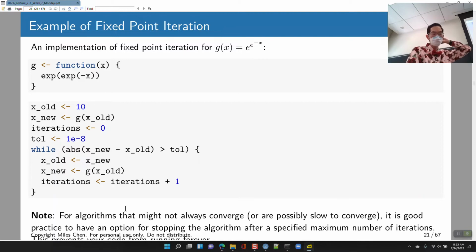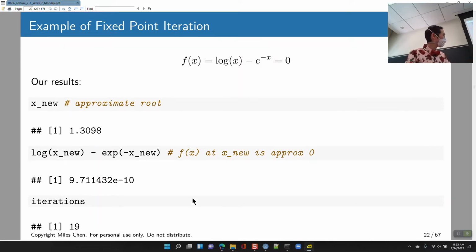So you can just say, if the number of iterations is over some number, just break out of the loop, just so you don't get stuck in an infinite loop. Fortunately for this example, it's not an issue. So it stops, okay? And we get this value. We get x new 1.3098.